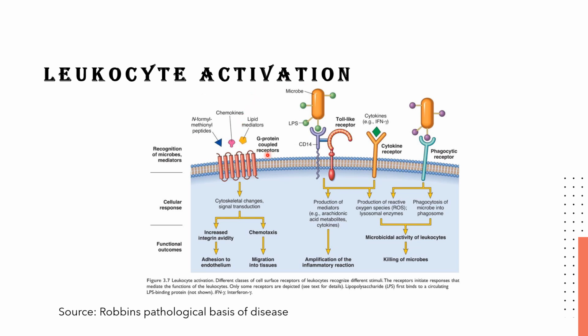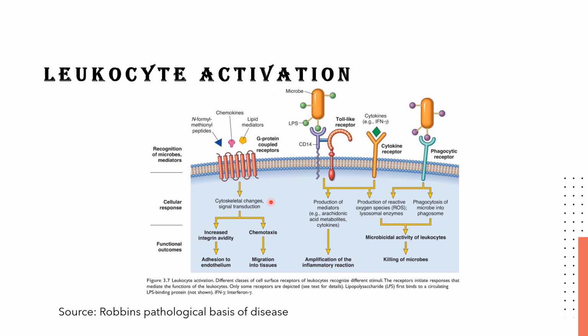Once they recognize and attach to these particular components, there will be cytoskeletal changes and signal transduction. That will lead to increased integrin avidity and chemotaxis. Increased integrin avidity, as we discussed before, is conversion of the low affinity integrins to high affinity integrins. What will that lead to? Adhesion to the endothelium. The second is chemotaxis. Now, what happens in chemotaxis? There is migration of that particular leukocyte into the tissues.